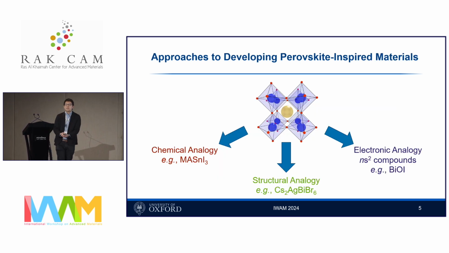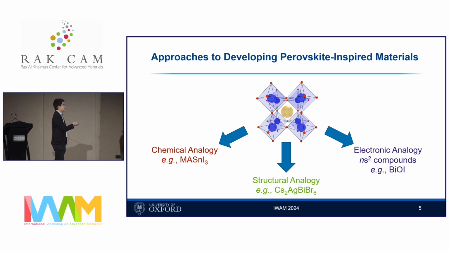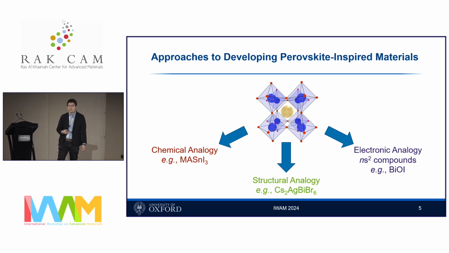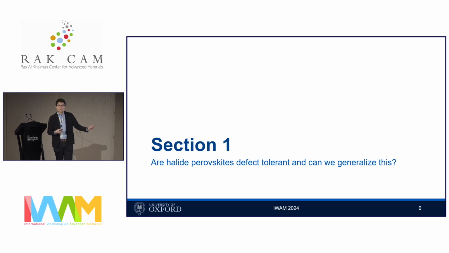Within the wider community, there are in general three different approaches to addressing this problem. The first is through chemical analogy, substituting out divalent lead for other divalent cations, such as tin perovskites. Another is through structural analogy, for example, working on double perovskites or other kinds of halide perovskite compounds. And the third is electronic analogy, which is something I'll talk a bit more about. Okay, so the first section is focusing on this concept of defect tolerance.